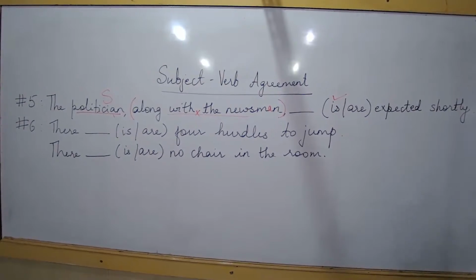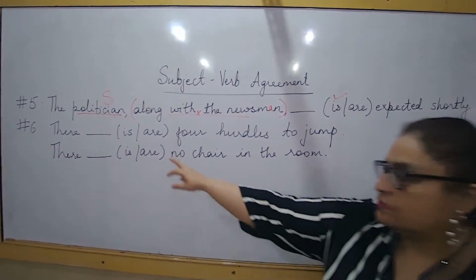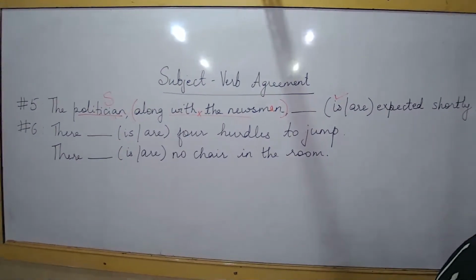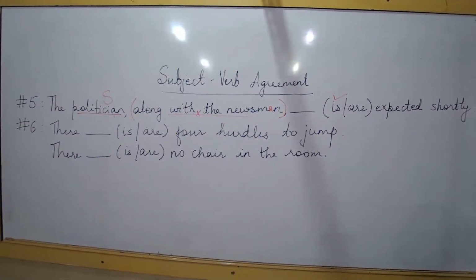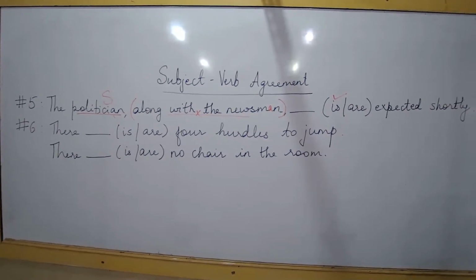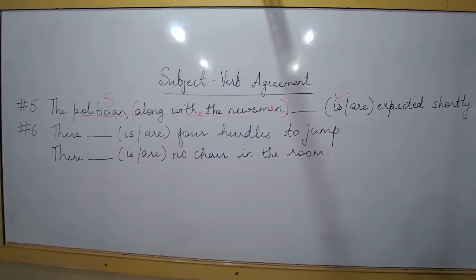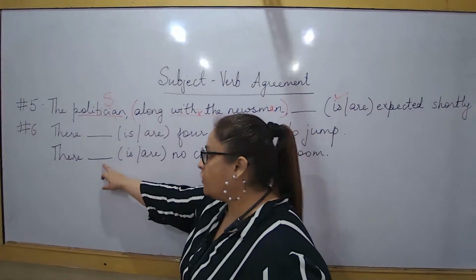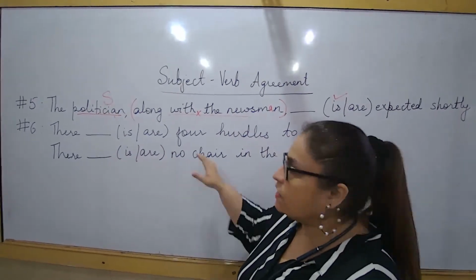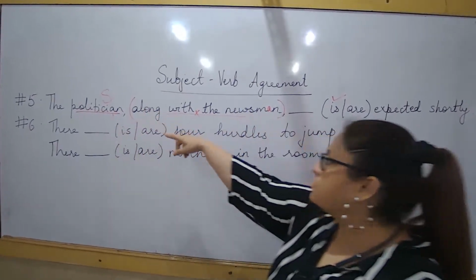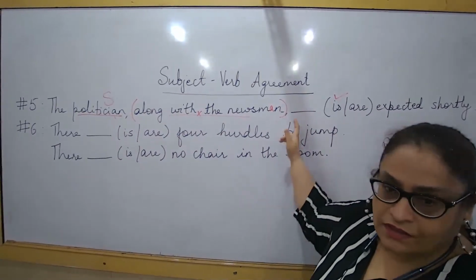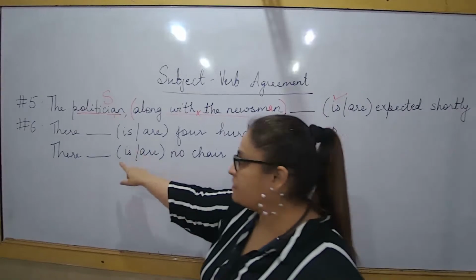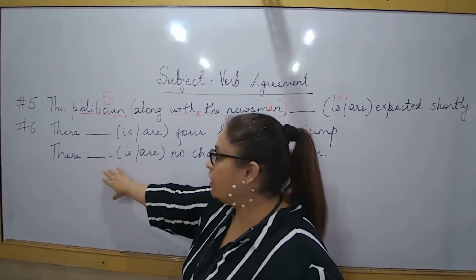So, what is the rule? In sentences beginning with here or there, the true subject follows the verb. Means what? The subject comes after the verb. You will have the verb first and then you will have the subject. In other cases, you had the subject coming first and then the verb. Here in such sentences, you will first have the verb and then the subject.